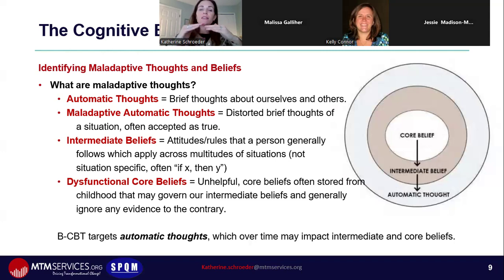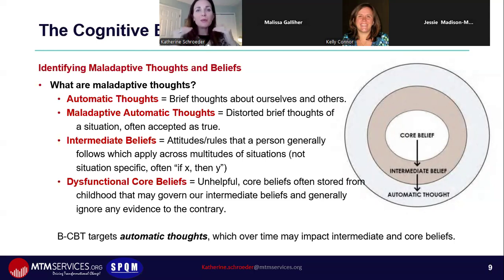But in CBT, we start to then look at going a little bit deeper into the mind. We start to look at those intermediate beliefs, recognizing that our automatic thoughts are being formed by something that's already in our system. If you look at that circle over there, we're getting a little bit deeper into our intermediate beliefs that are helping to inform those thoughts that we're having. Intermediate beliefs in CBT, we say, are the attitudes or rules that we generally follow, and it can be across a whole bunch of different types of scenarios. So it's not going to be situation specific. This is sort of that formula of if X happens, then Y is definitely going to happen.